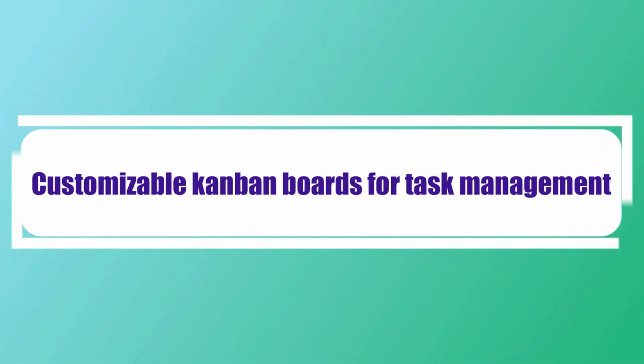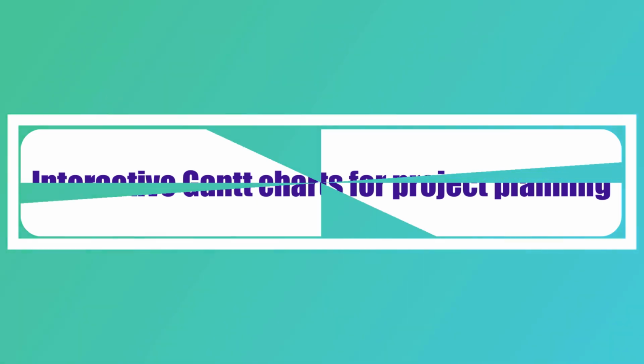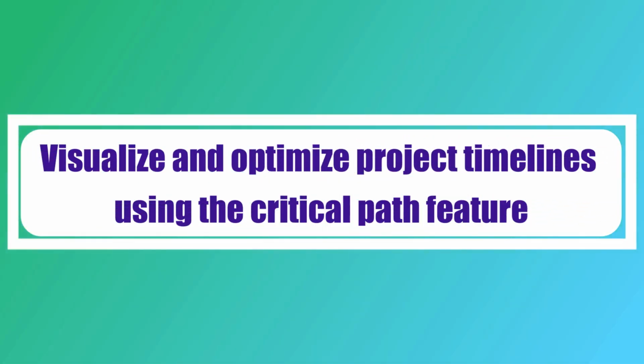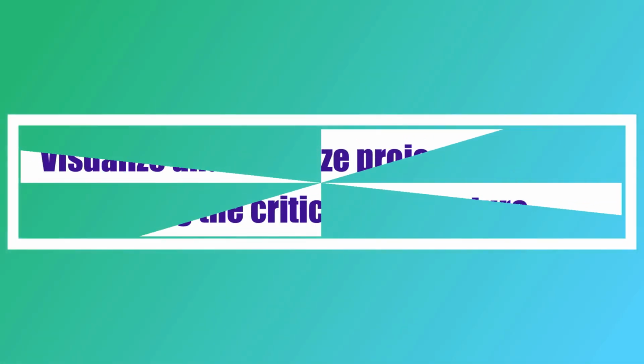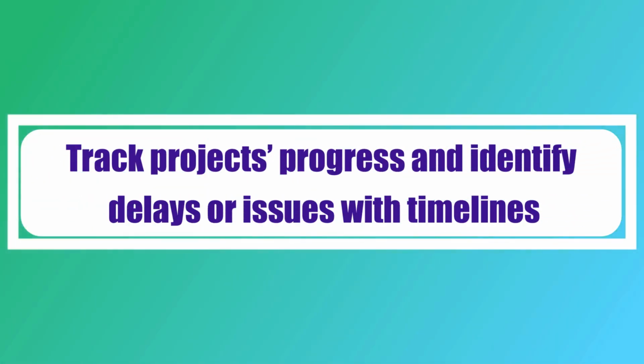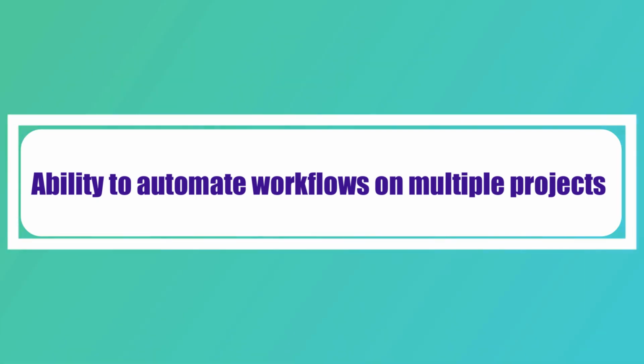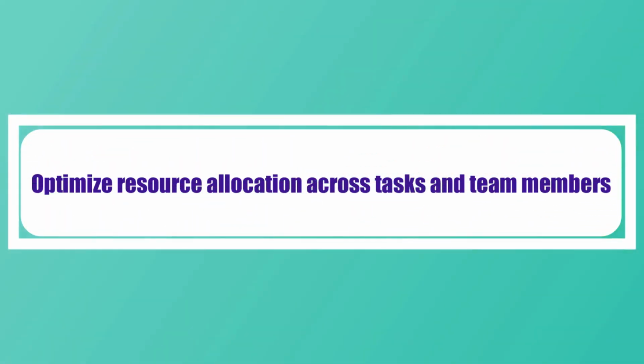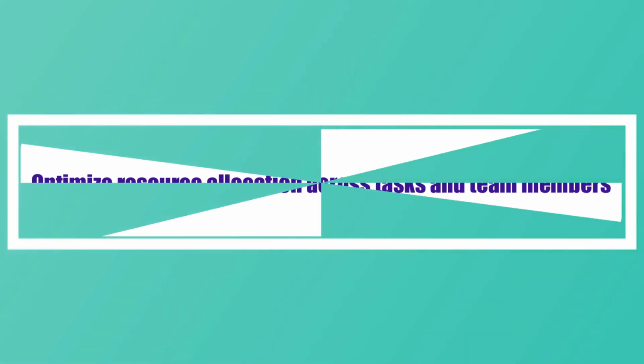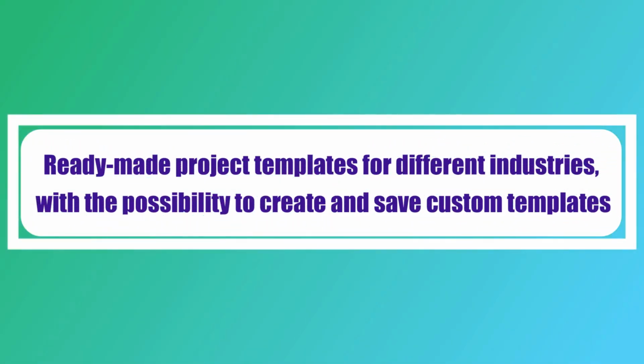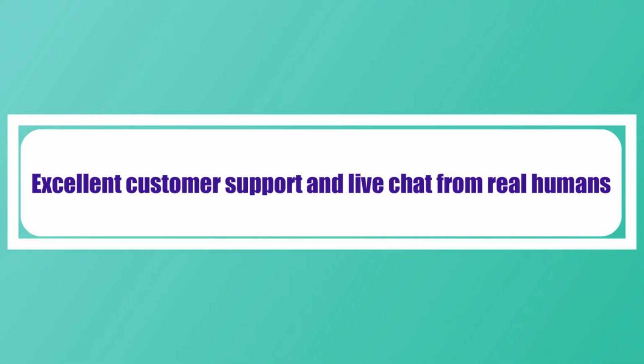Pros: customizable Kanban boards for task management, interactive Gantt charts for project planning, visualize and optimize project timelines using the critical path feature, track project's progress and identify delays or issues with timelines, ability to automate workflows on multiple projects, optimize resource allocation across tasks and team members, ready-made project templates for different industries, with the possibility to create and save custom templates, excellent customer support and live chat from real humans.